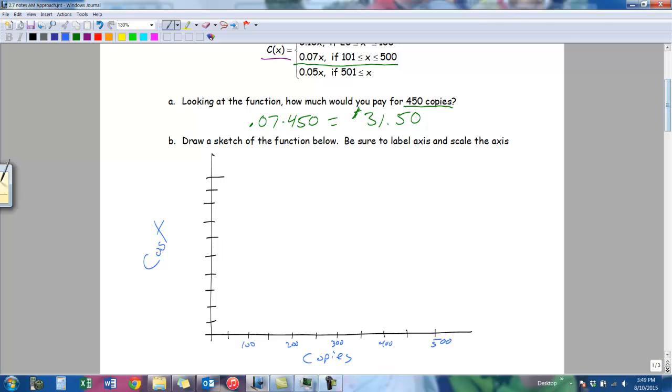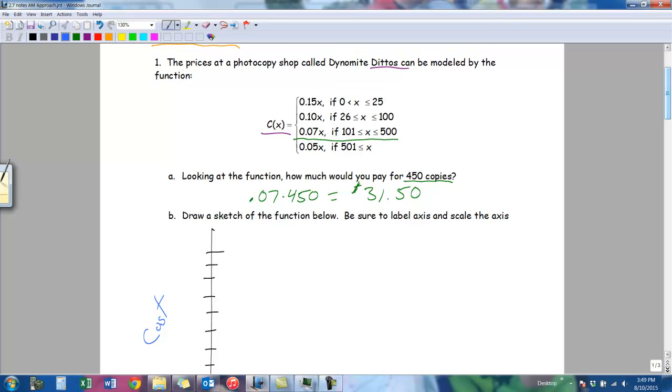Now the cost, let's go back up here. This first line, it says 15 cents for every copy. Now, if we buy 0 copies, how much is that going to cost us? Well, that better cost us $0, right? And if we buy 25 copies, the upper limit of this, 15 cents times 25 is $3.75.